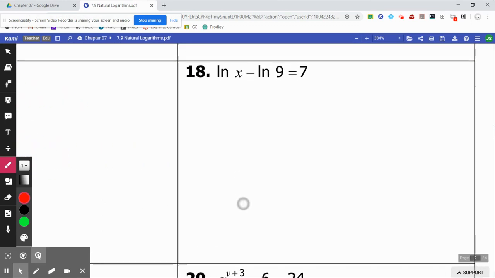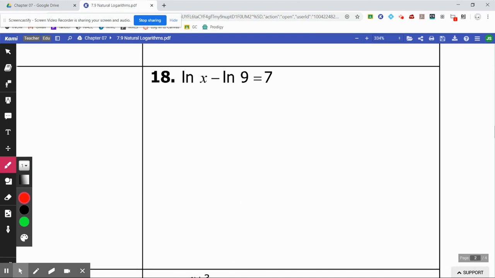Number 18. Let's combine the logarithms. You have a log minus a log. That can be combined with division. That'd be the natural log of x over 9.